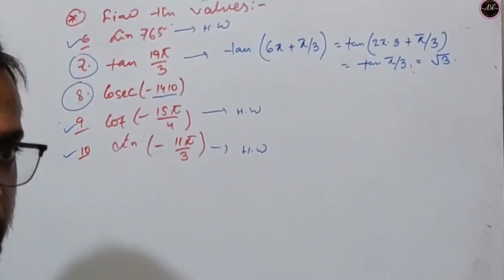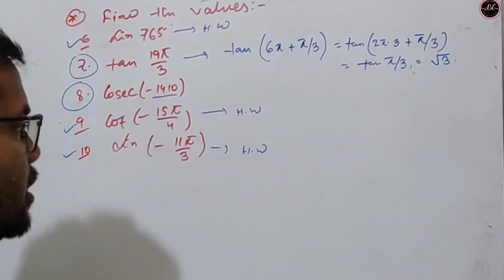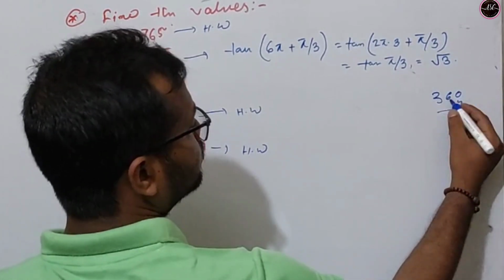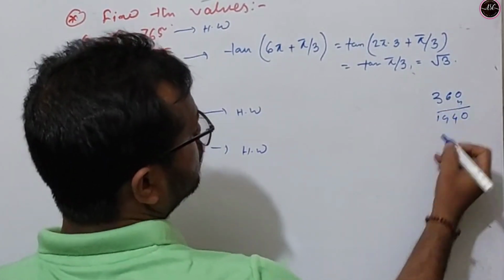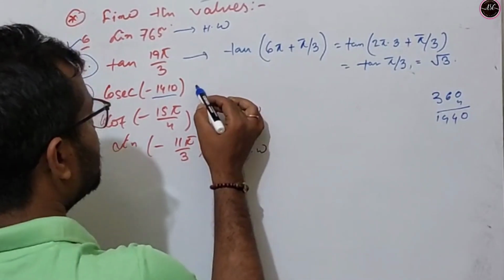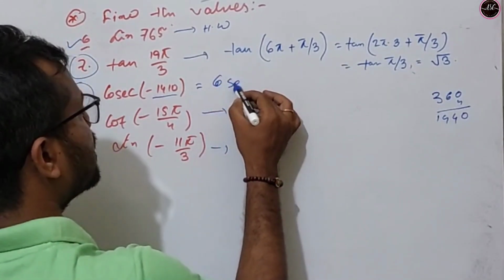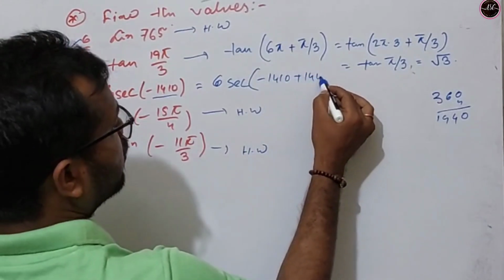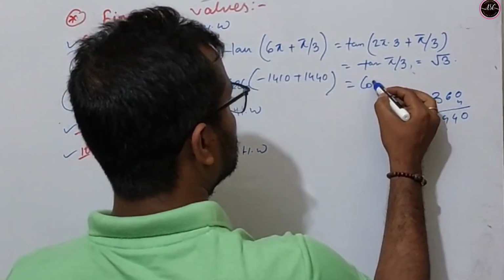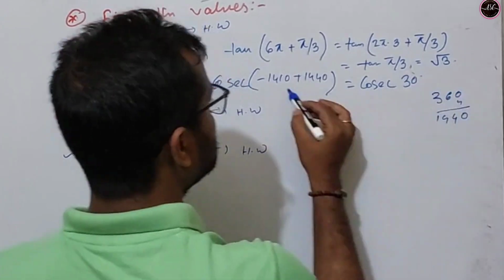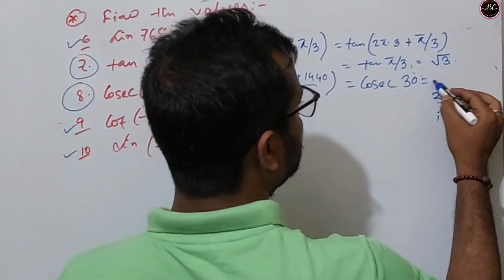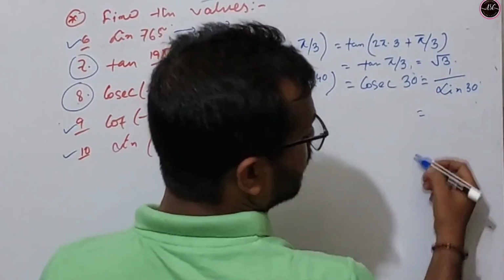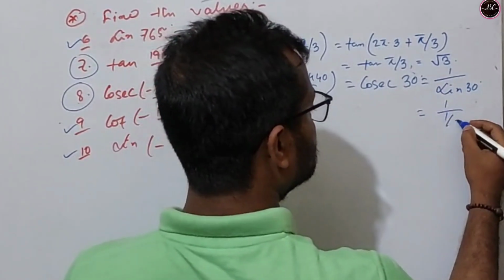Okay, just look at this. So we have to find the nearest multiple of 360 degree. So here 360 into 4 we get 1440. So if we write this as cosec of minus 1410 plus 1440, we get cosec 30 degree. Just simplify this. Cosec 30 means 1 by sin 30. That means 1 by half, that means 2.